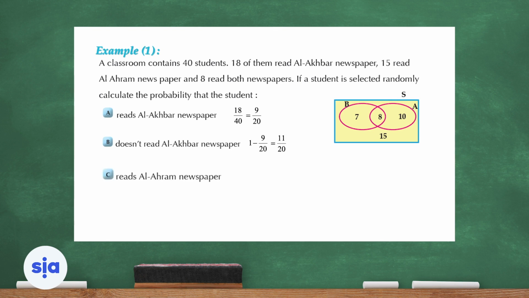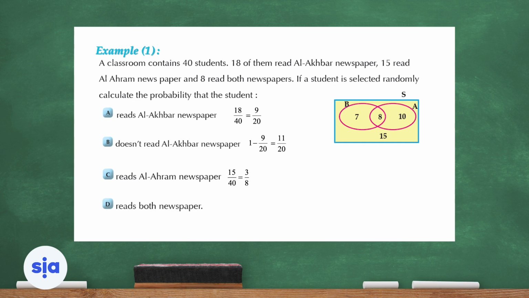Question C. What is the probability that the student reads Al-Ahram newspaper? So, how many people read Al-Ahram newspaper? 15 out of how many? 40. So, if the student reads Al-Ahram newspaper, it is 15 out of 40, which is 3 out of 8. Easy? I think it's getting easier now.